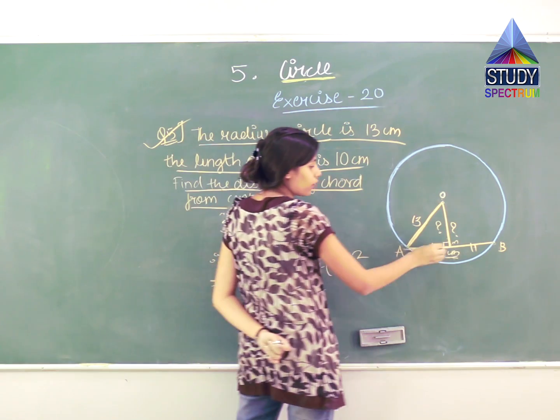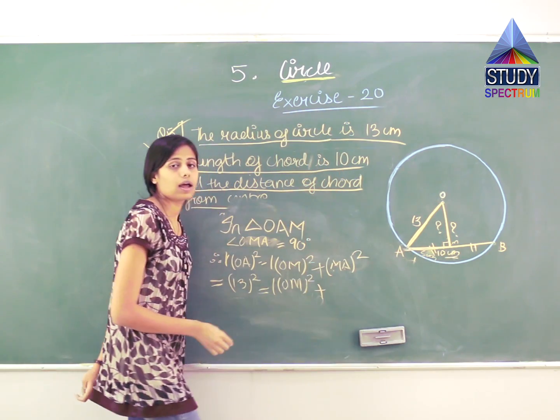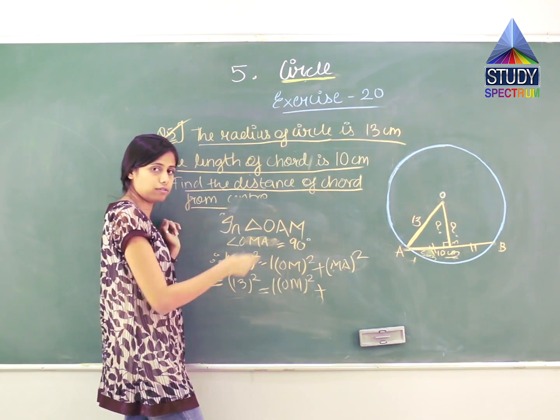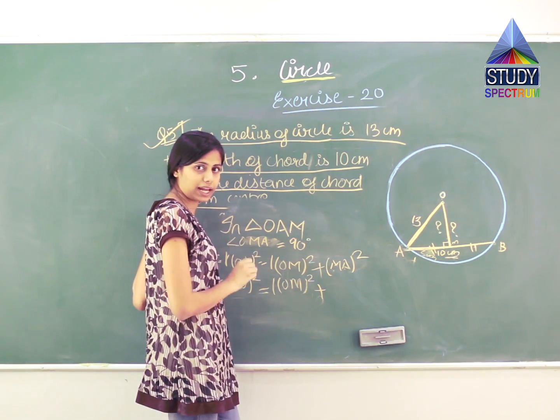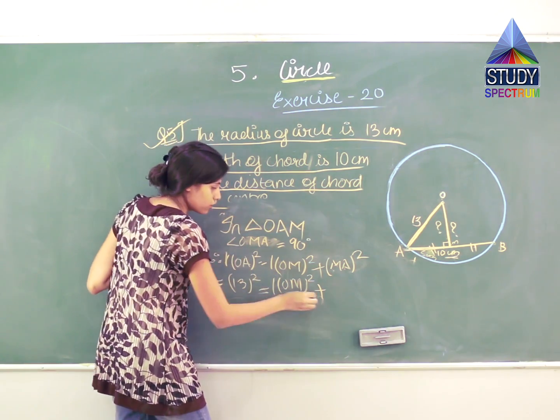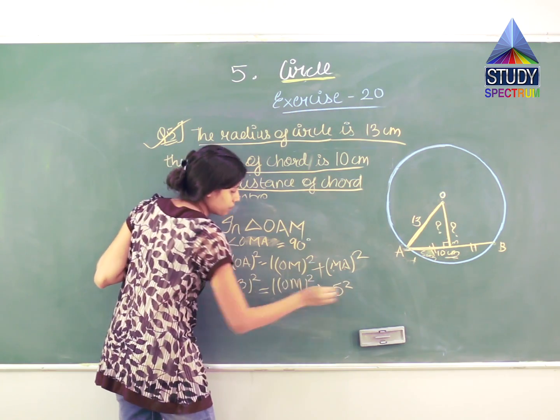Plus MA. Tell me what is MA? MA is this segment. Just now I have told you, MA is equal to half of AB, which comes to half of 10, which is 5 centimeter. So this is 5 square.